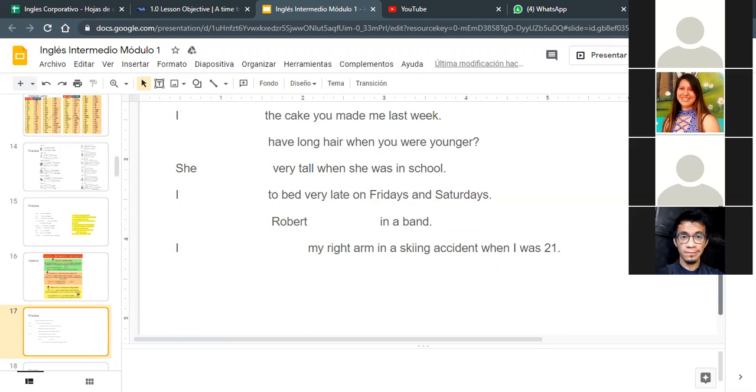Did you used to have long hair when you were younger? So did you, right? Because that is simple past, but only used. Used is the something that we are using right now. So that is it. The next one, how's it going to be?